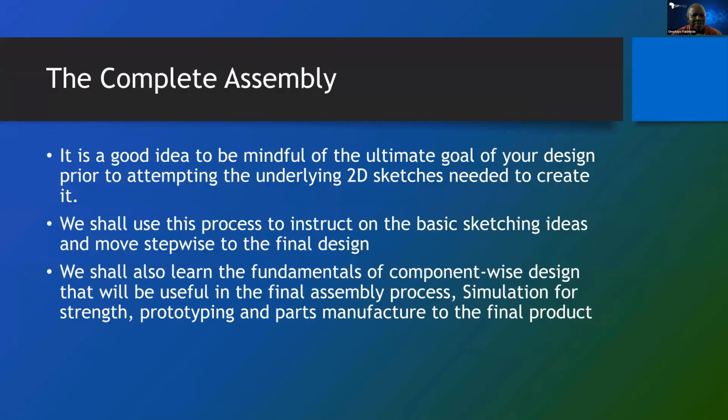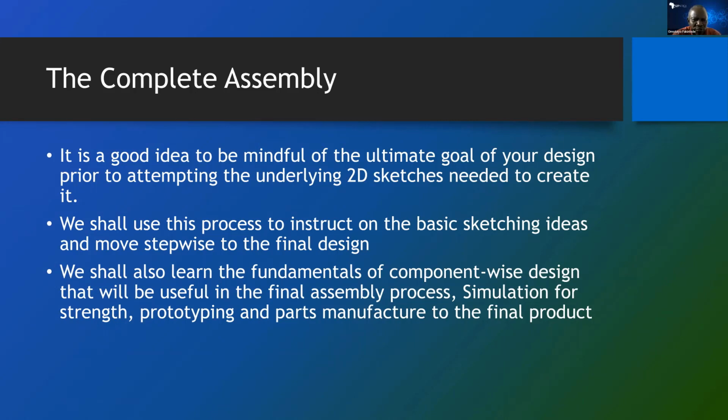The complete assembly. It is a good idea to be mindful of the ultimate goal of your design prior to attempting the underlying 2-dimensional sketches needed to create it. So you have your design. Your design will have some 2-dimensional sketches that you need to be able to create it. Even though the design is in 3 dimensions, there are certain fundamental 2D sketches that will be needed to be able to properly create the design. So you have to have in your mind what the ultimate goal is, and that is what will drive you to do your sketches correctly and to know the kinds of things to do.